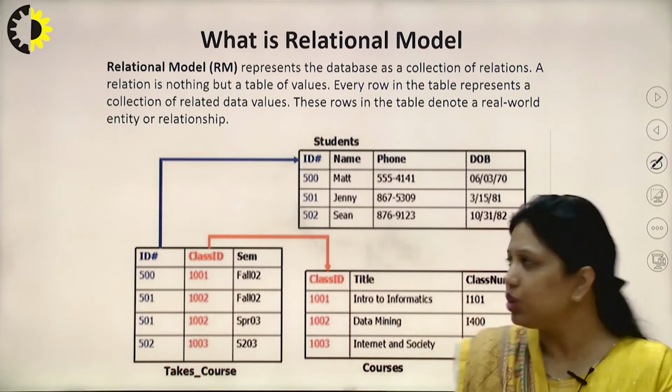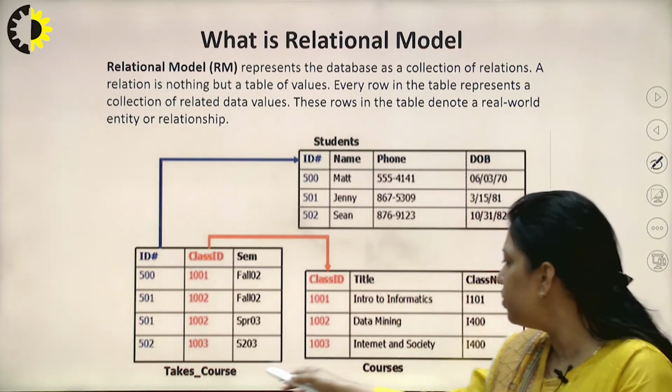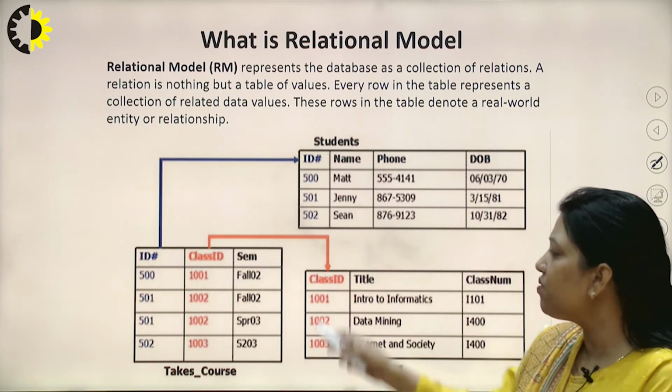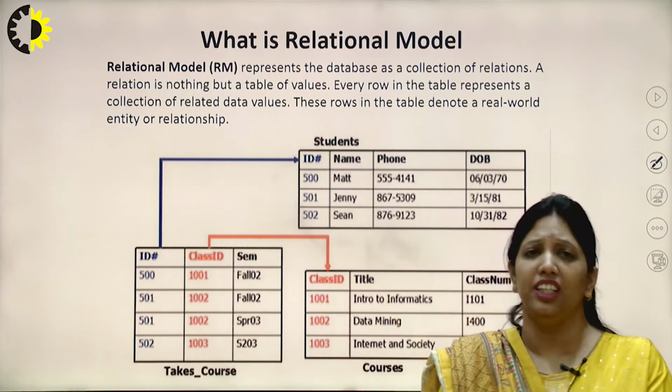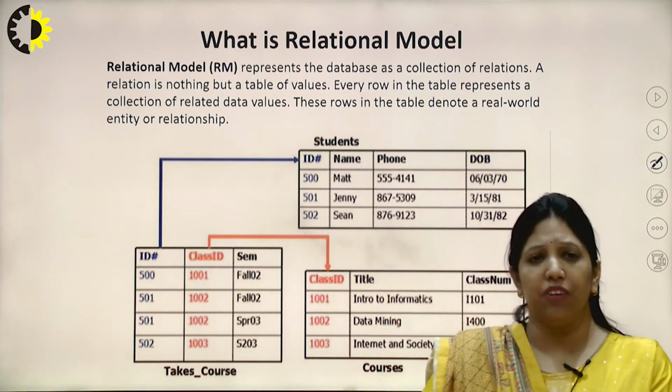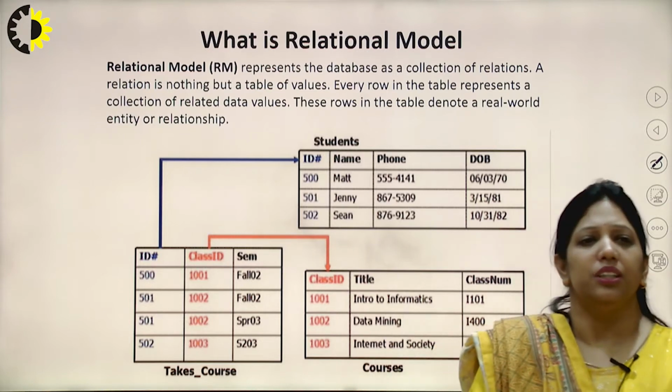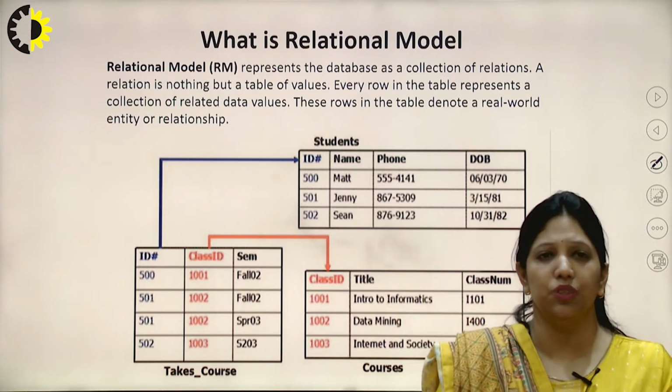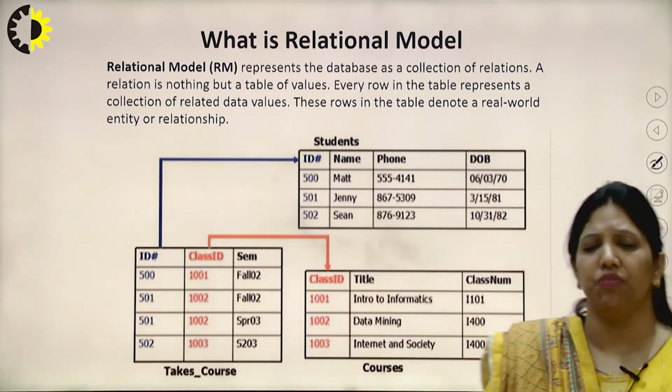So we find the relation between different tables with the help of the relational model. Here we have three tables: student, take course, and courses. On the basis of these tables, we find the relation: which student is taking a particular subject, and which student takes which course. We find these types of relations with the help of this relational model.